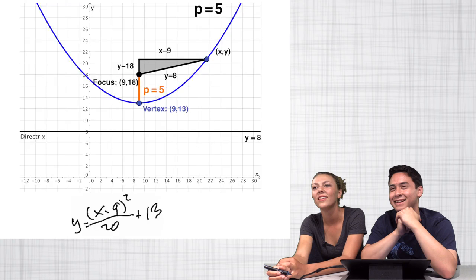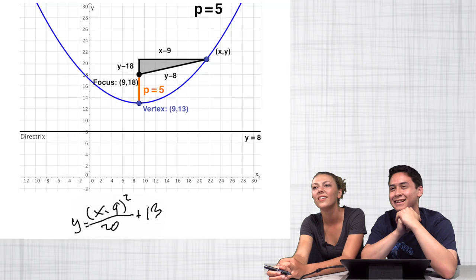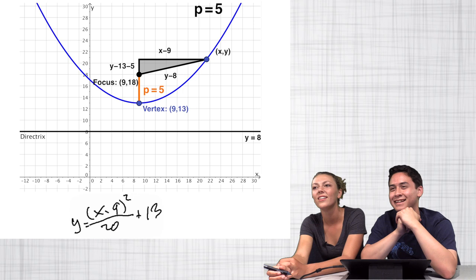Sasha and Keoni were also able to see the 13 from their equation in the graph for a parabola with a particular p-value of 5. The length of the vertical side of the right triangle is y minus 18, which is the same as y minus 13 minus 5. To see the 13 in the graph, Sasha and Keoni thought about the length of the vertical side as the distance all the way to the x-axis, which is y units, minus the distance from the x-axis to the vertex, which is where the 13 comes in, minus the distance from the vertex to the focus, which is 5 units.